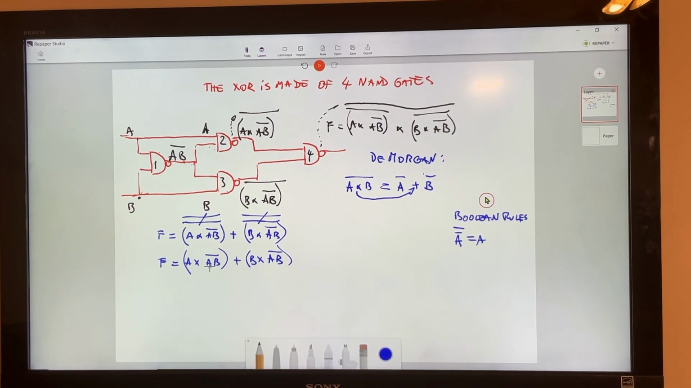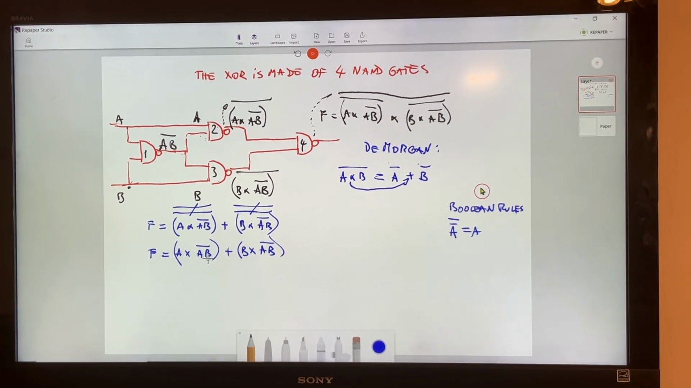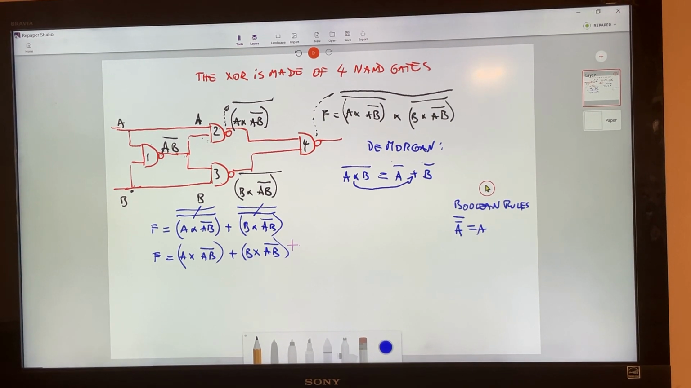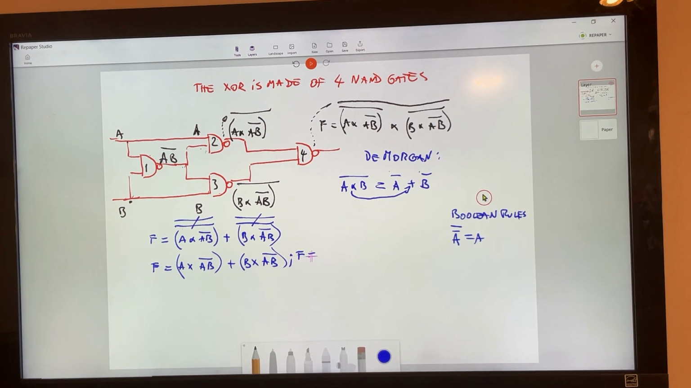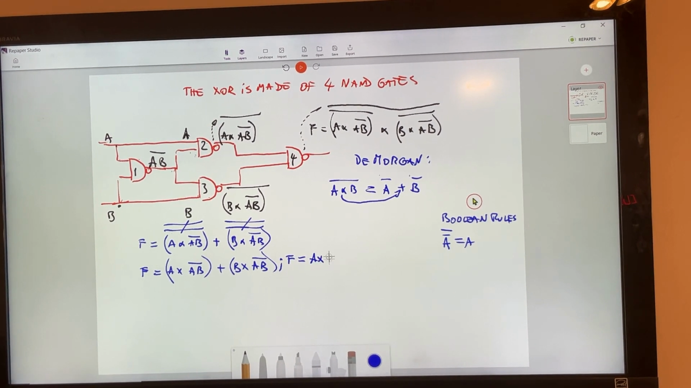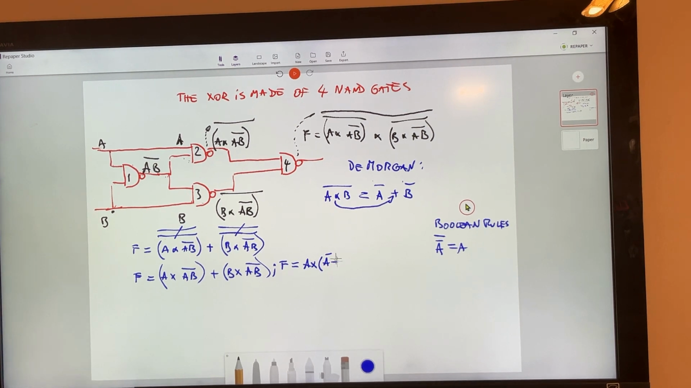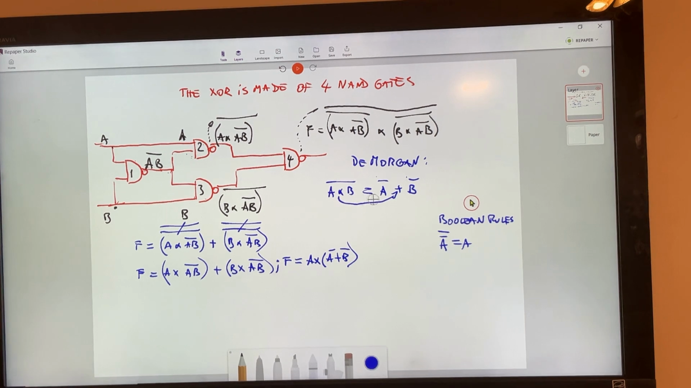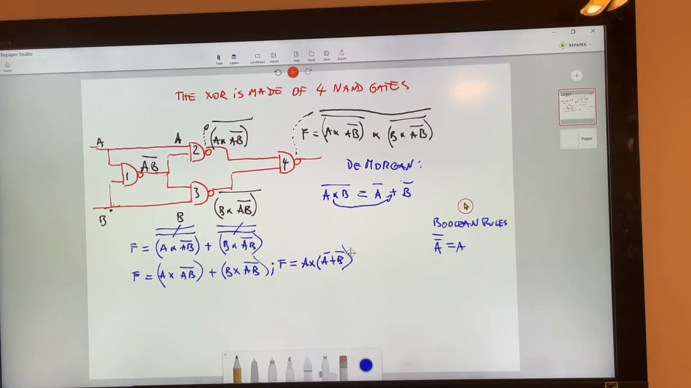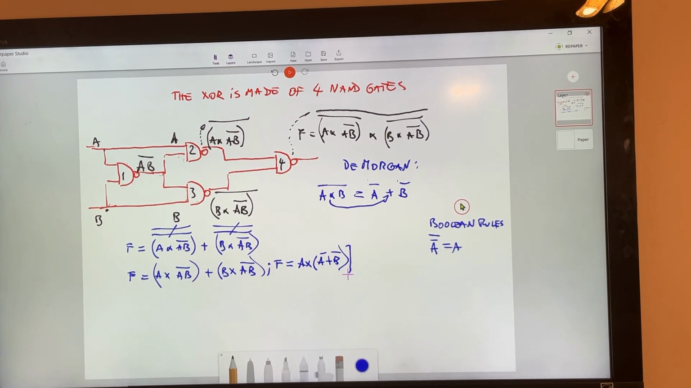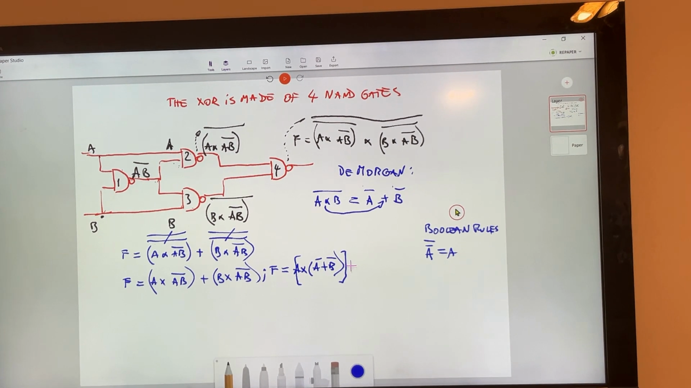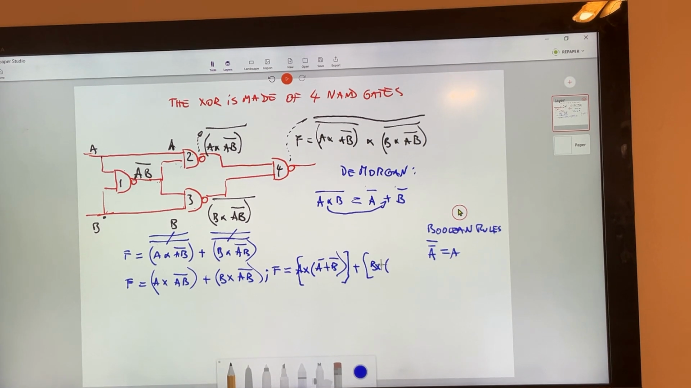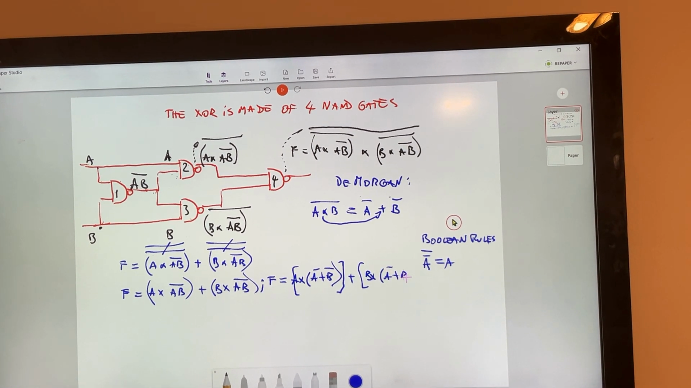But still, we have to apply it right here. We have to apply again the same mathematical rule. So we continue. The function equals A times A bar plus B bar. That's exactly the expression we have here in the top, the basic DeMorgan law. Okay? And all that is plus the other one, B times A bar plus B bar.